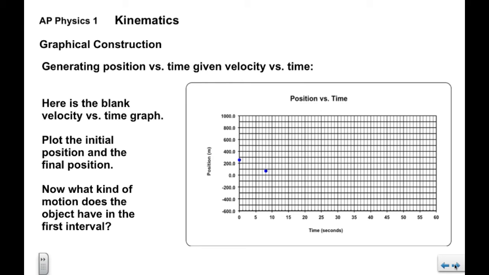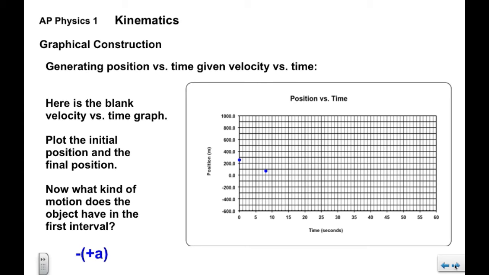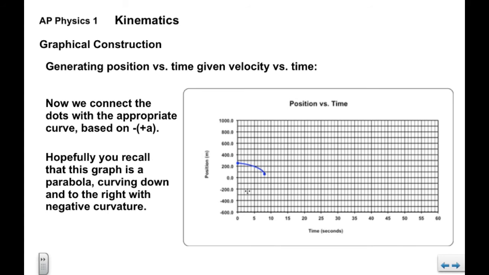And then we need to determine, again using qualitative analysis, what kind of motion the object has in the first interval. If you look at the velocity versus time graph, you should come to the conclusion right away that motion is minus plus a, moving left and speeding up. We know what that looks like. In a position versus time graph, it's curving down and to the right, again with a negative curvature.